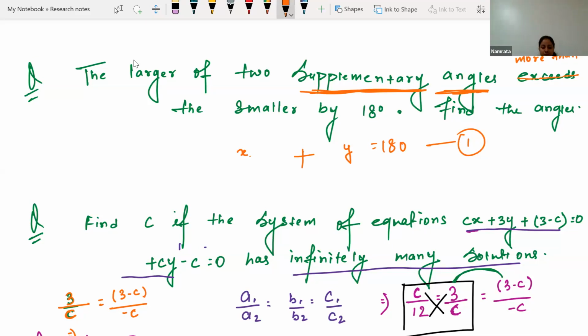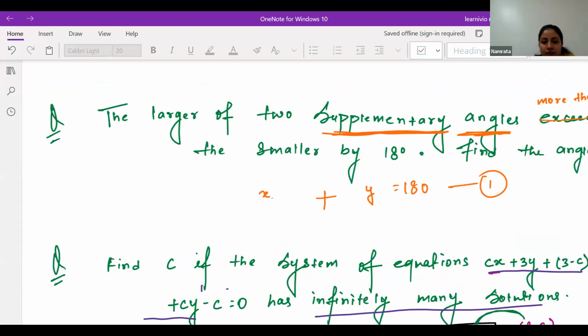Ma'am, second equation will be x plus 18y is equal to 180. Can you tell me what is the next equation, the second equation you have got? So x plus y is equal to 180.